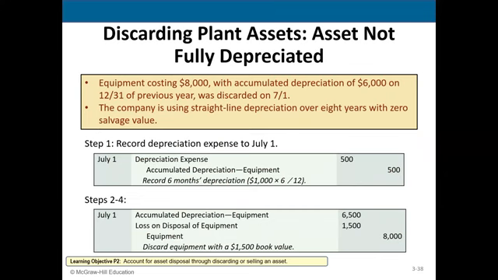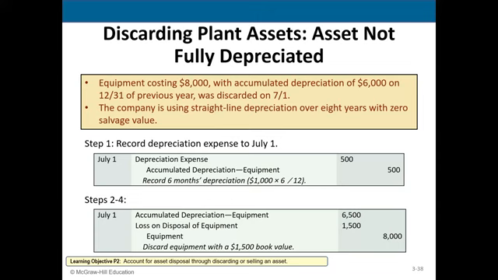Okay, here we have a piece of machinery that cost $8,000. The current accumulated depreciation is $6,000, and we discarded it on 7/1. So we record any remaining depreciation expense by debiting depreciation expense, credit accumulated depreciation. In this case, it's 6 months because we got rid of it on July 1. And then we debit accumulated depreciation, debit the loss on disposal of the equipment, and credit the equipment.